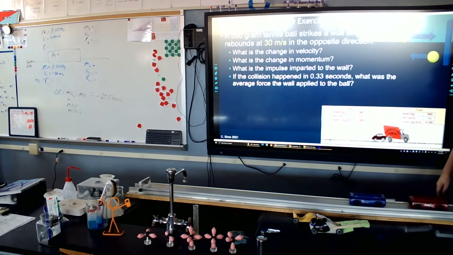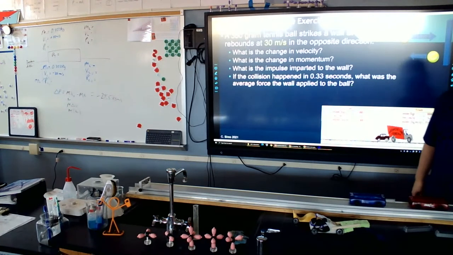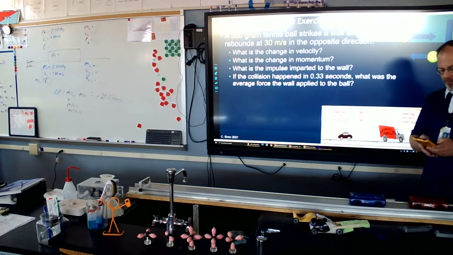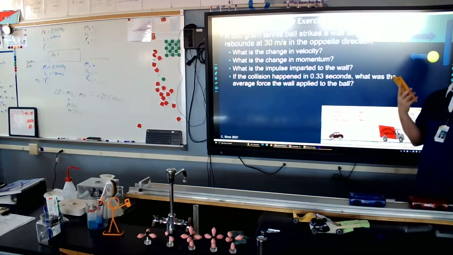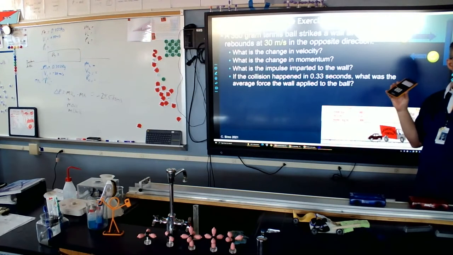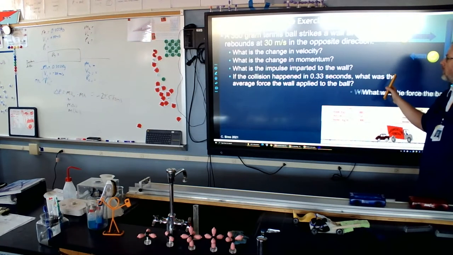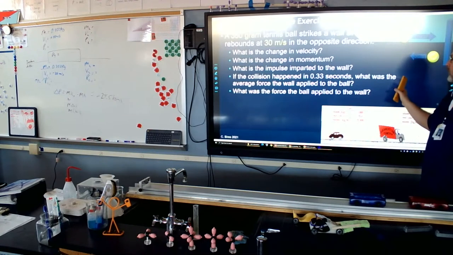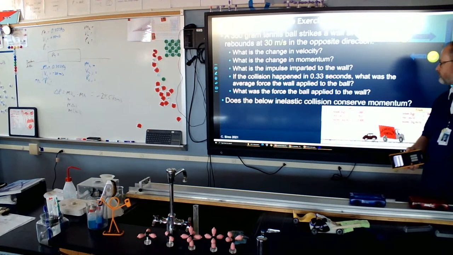And then if the collision happened in 0.33 seconds, what was the average force? We take our negative 24.5, we divide by 0.33, and we find the average force is 74.2 newtons. Was that the force applied to the wall? Okay, we'll come back to this later.